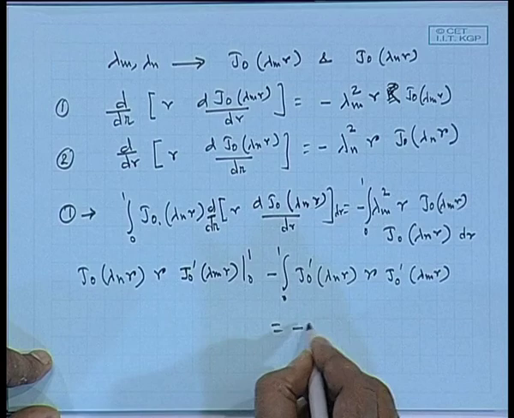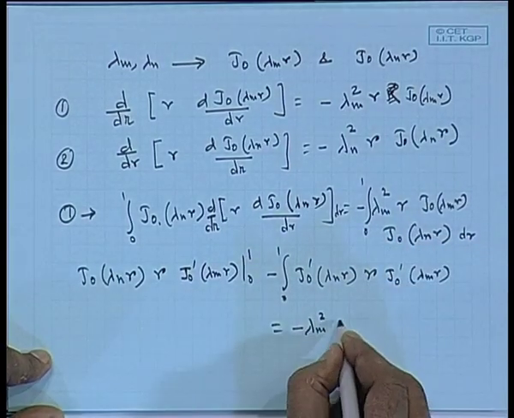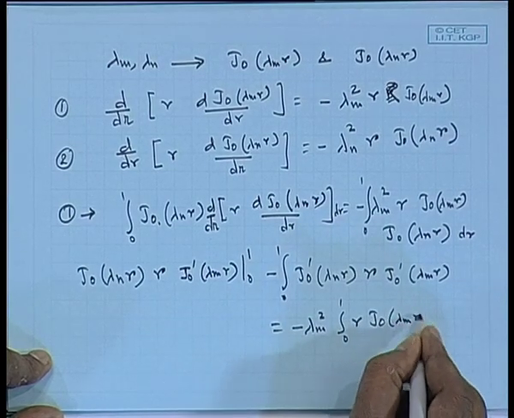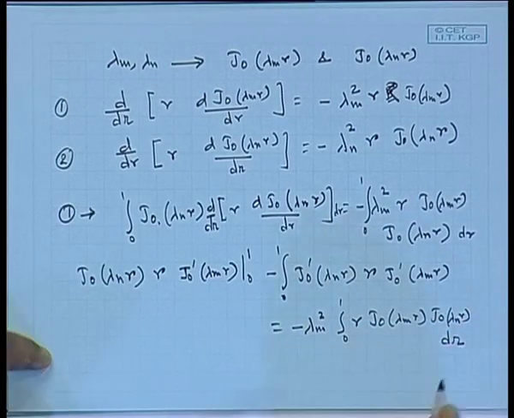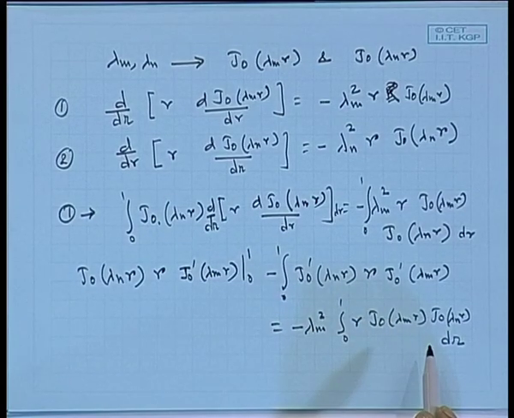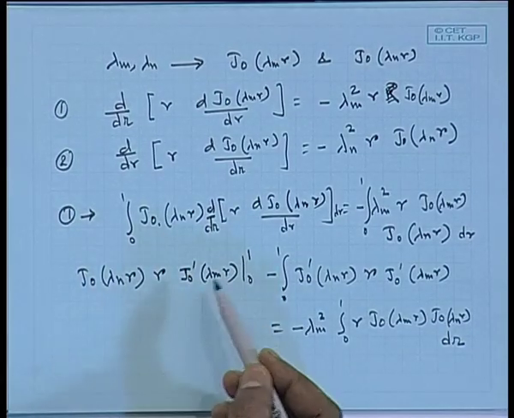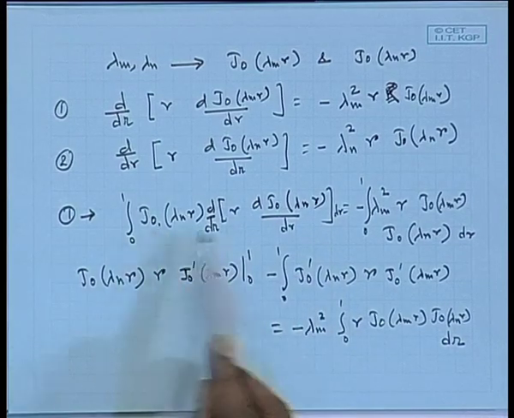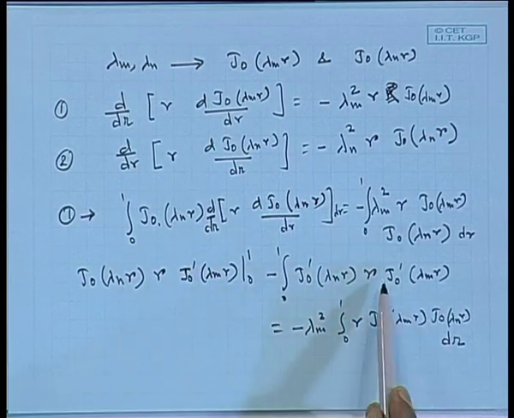This is equal to minus λm, being a constant, not a function of r, so it will come out: the integral from 0 to 1 of r J0(λm r) J0(λn r) dr. Do you agree with this step? The prime I am denoting as d/dr, the derivative with respect to r. The first function times the integral of the second function, minus the differential of the first function times the integral of the second function.